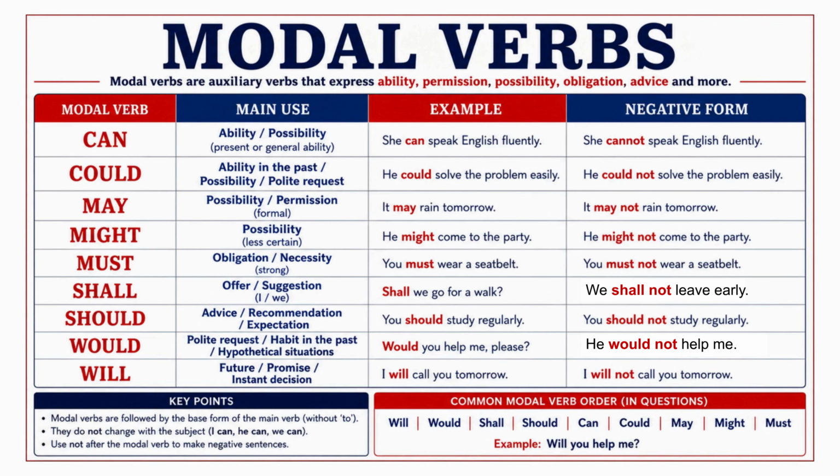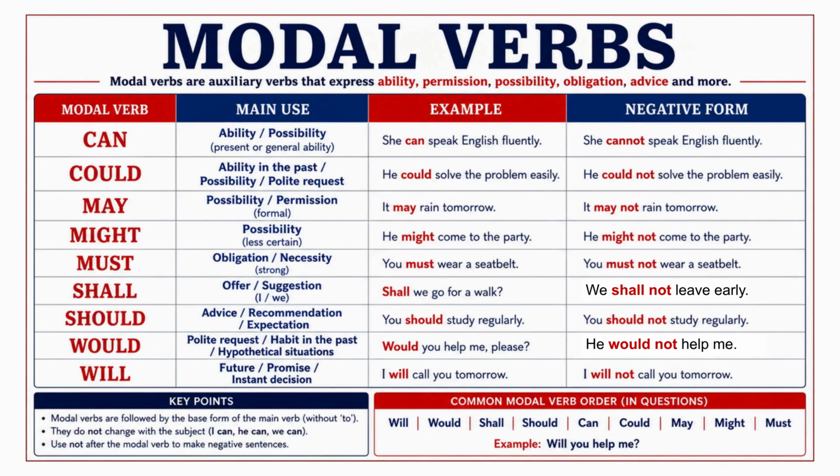The negative form is could not or couldn't. For example, he could not solve the problem easily. I couldn't sleep last night. She could not hear me. We couldn't find the place. He couldn't drive before. They could not come early. I couldn't answer the question. She could not walk far. We couldn't finish on time. He couldn't understand the teacher.